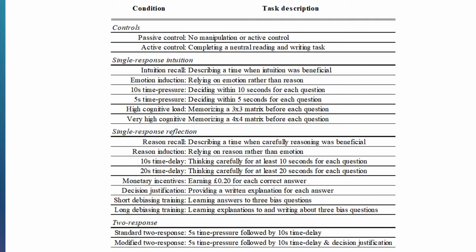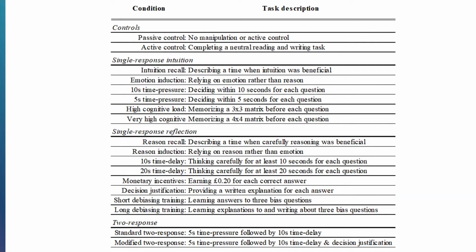Additional reflection manipulations include monetary incentives, which is basically giving people money for correct answers. Decision justification, as I explained, basically asking people to justify their decisions in a text box. And then 2 versions of the debiasing training that provides feedback on common biases. And 2 different versions of the two-response method that I just explained.